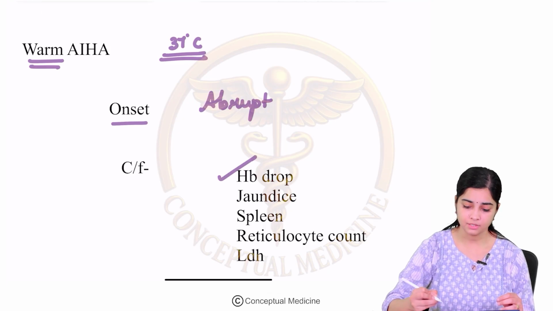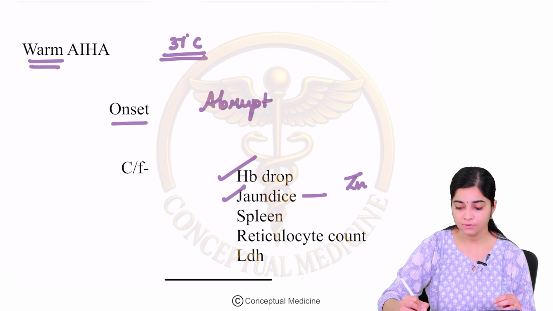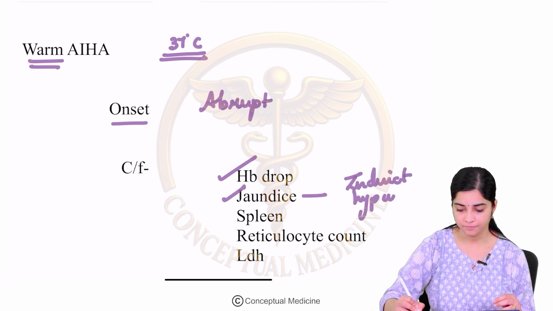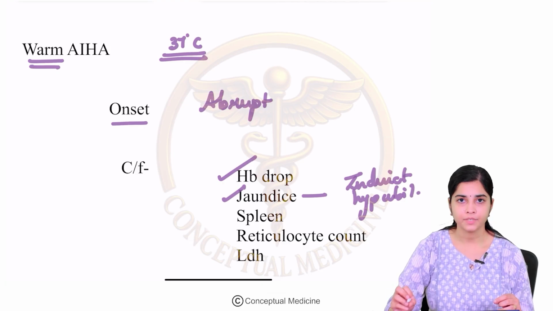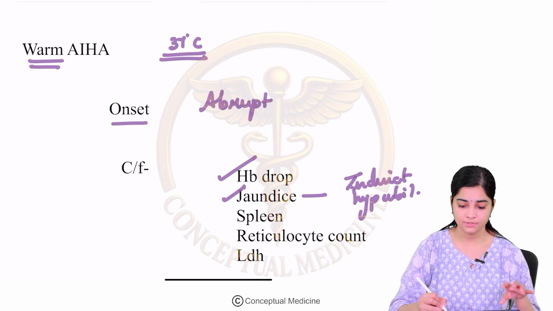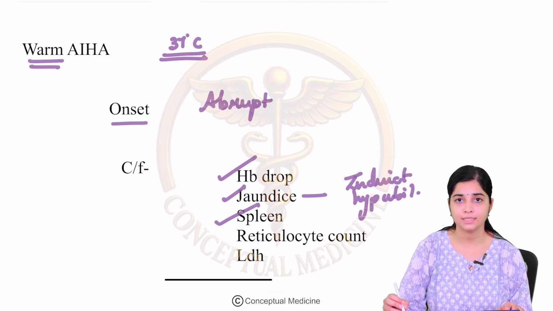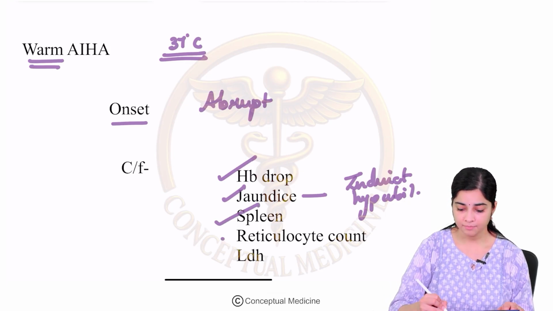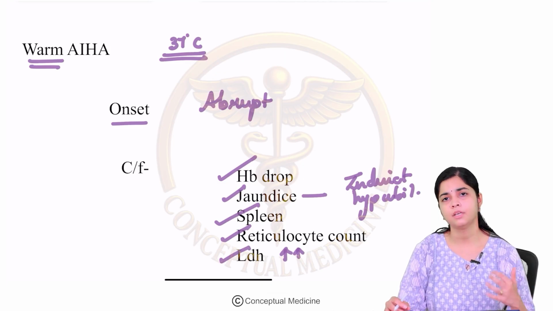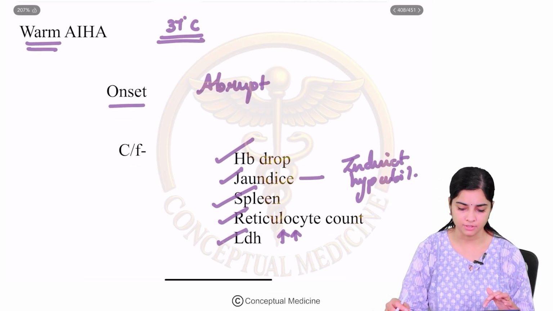They are going to present with hemoglobin drop. They are going to present with jaundice. What type of jaundice? It is going to be an indirect hyperbilirubinemia. There is going to be both intravascular and extravascular hemolysis. So extravascular hemolysis is going to result in splenomegaly. There can be reticulocytosis and LDH levels will also be increased. Right? So this is very similar to many of the other extravascular hemolytic anemias.